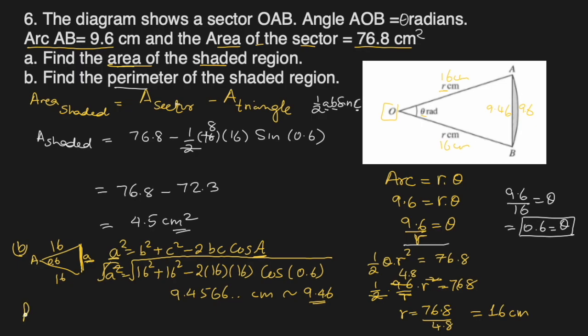I will write perimeter equal to 9.6 plus 9.46. That makes sense, right? Because they are very close to each other. 9.6 plus 9.46 is 19.06 centimeters, and again we have to round it off, so 19.1 centimeters. I hope I've not rounded off too many times. This is the answer.